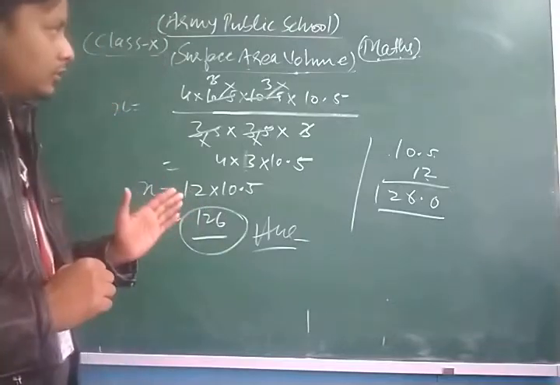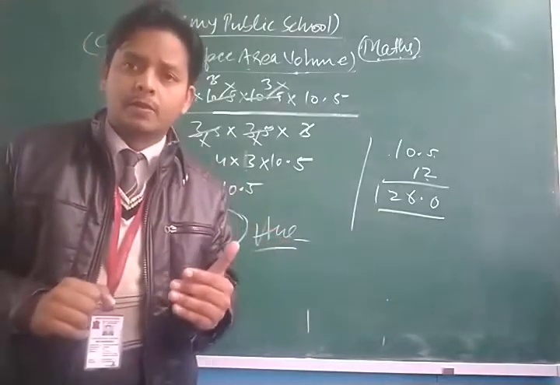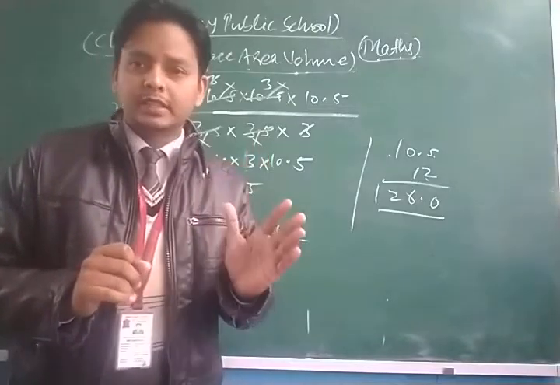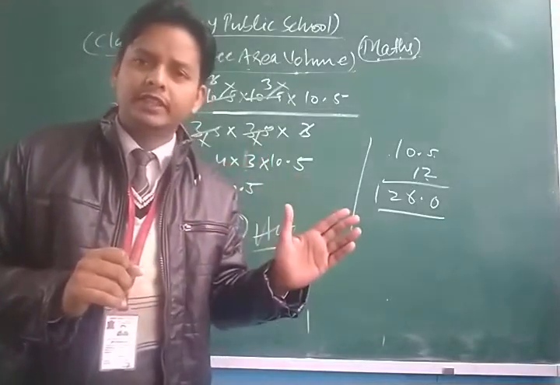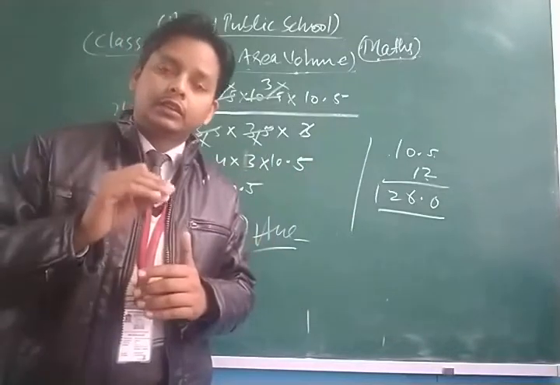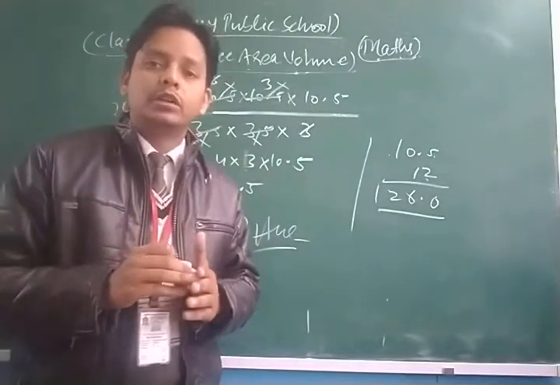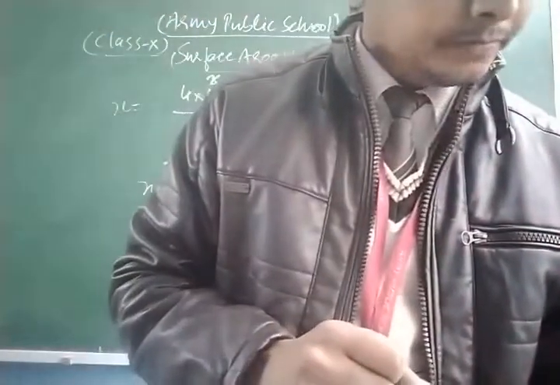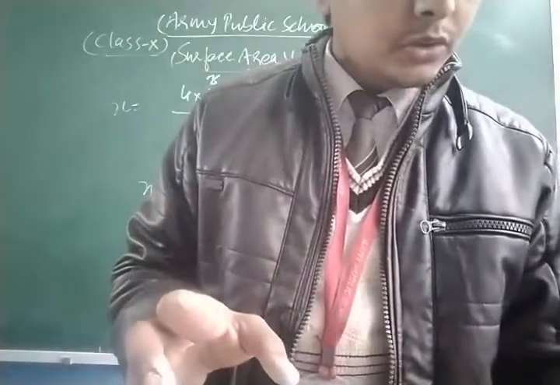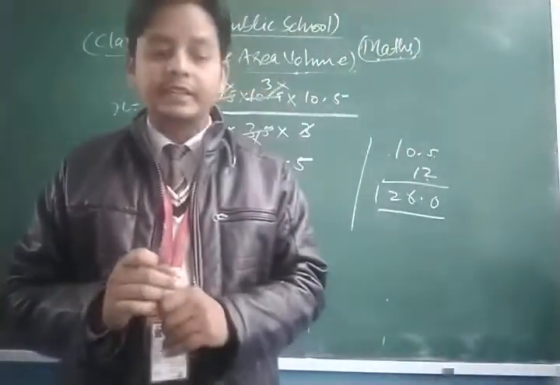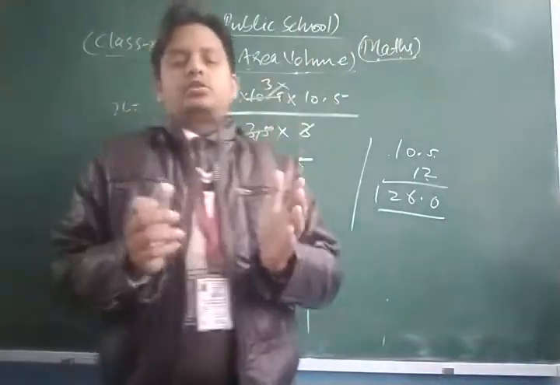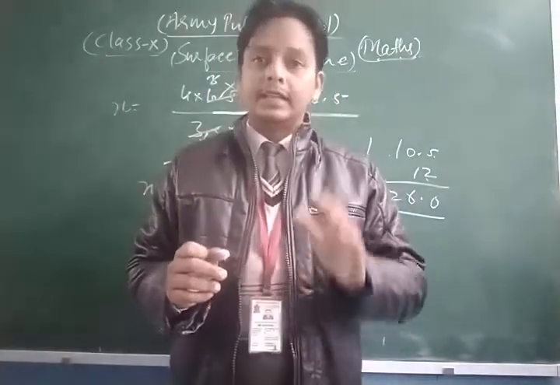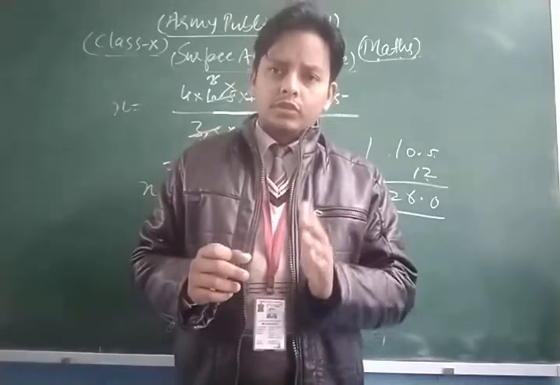So dear student, this is the topic based on the conversion of solids. In that question, a metallic sphere having a given radius is converted and recast into right circular cones, each having a given radius and height. We find the number of cones so formed. This is a very important topic based on conversion of solids.